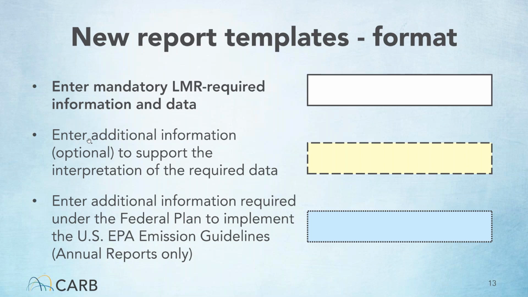And finally, the annual report templates include blue boxes to signify information that's not required under the LMR, but that is required by the US EPA. As we explained in the user guide, these boxes are included to simplify reporting by allowing you to submit one complete report to satisfy both the state and federal requirements. So again, attempting to reduce that burden on reporting entities. Next slide, please.